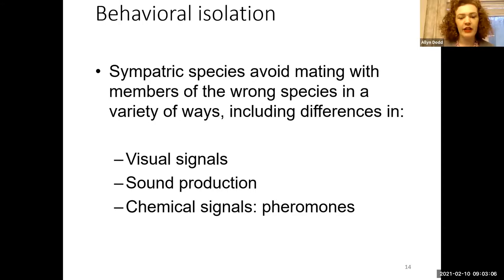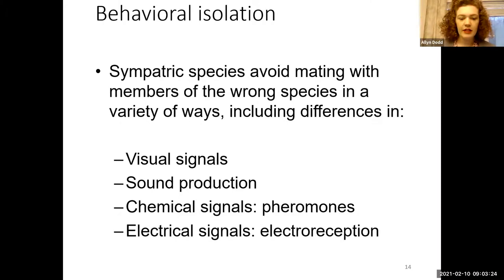Also, you have differences in chemical signals, like with pheromones. Moths have very different pheromones, bees. So males will pick up on these differences in the pheromones produced by females.